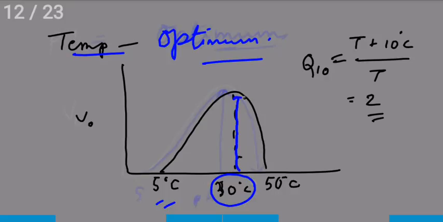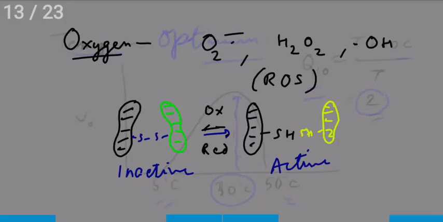to be maximum. So according to Q10, if you increase the temperature by 10 degrees centigrade, the rate of reaction will double, but beyond 50 degrees centigrade, it will not result in the same way. The enzymes will get denatured because of its proteinaceous nature.